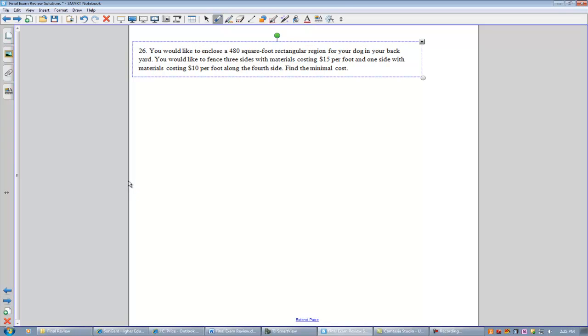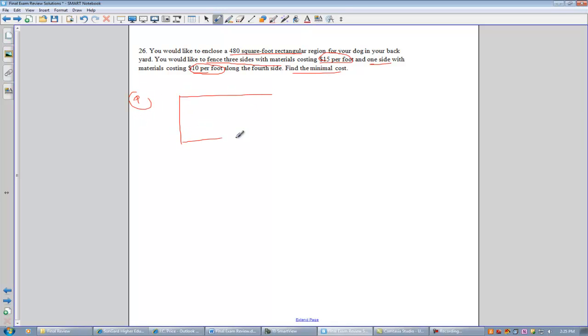Now in 26, this is an optimization problem. I know it's optimization because when I was scanning it here, I saw minimal. So it says you would like to enclose a 480 square foot rectangular region for your dog in your backyard. You would like to fence 3 sides with materials costing $15 per foot, and 1 side with materials costing $10 per foot, and then you want to find the minimal cost. So let's draw a picture. I have a rectangular area, and the area A is equal to 480 square feet.